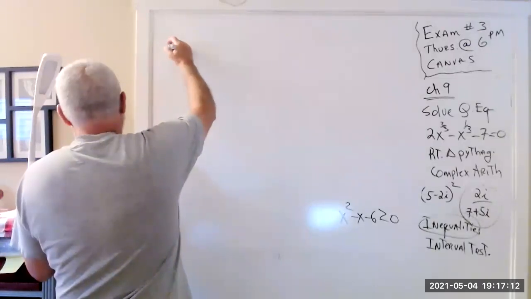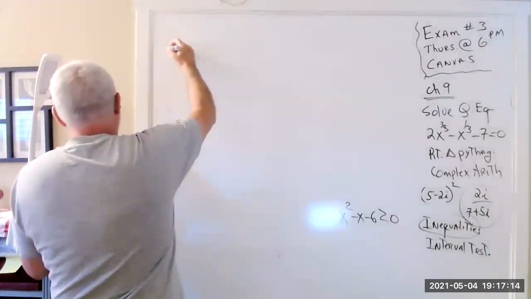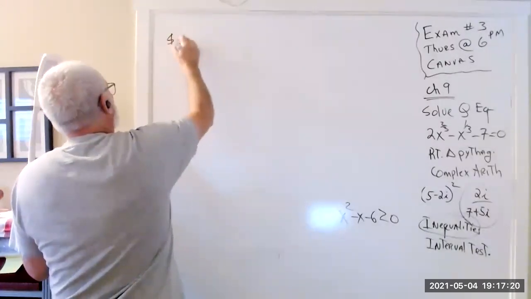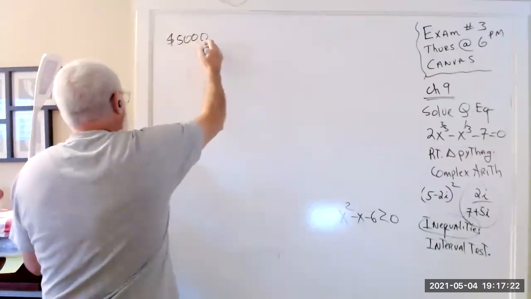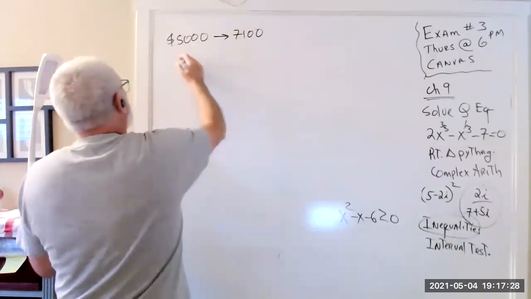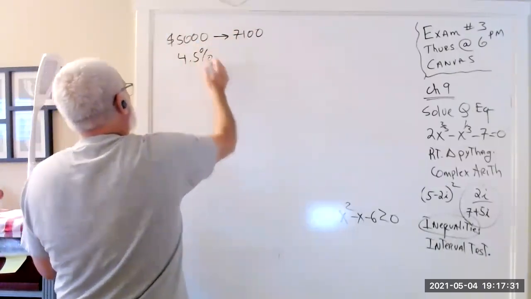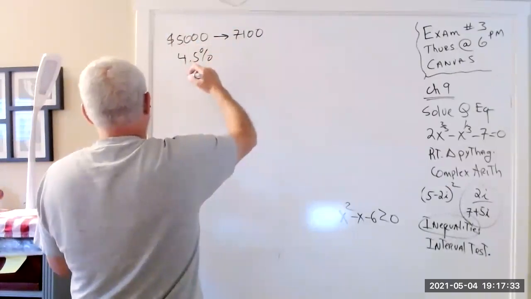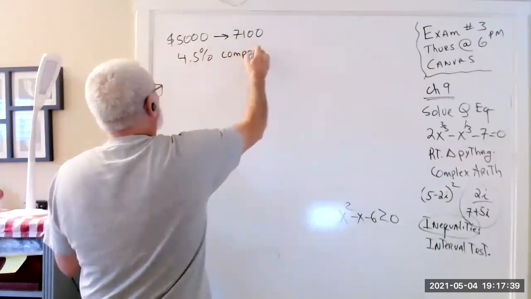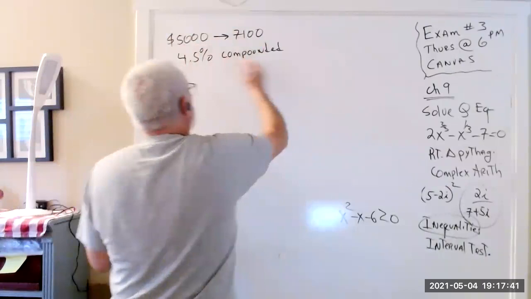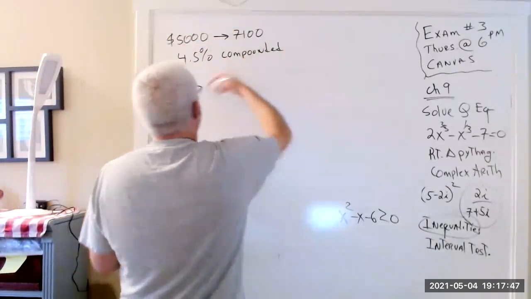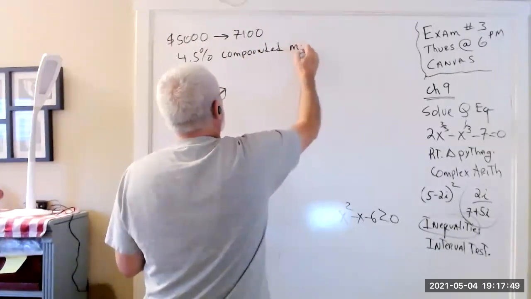Okay, Vince asked this question. It was something like, you have $5,000 now, and eventually you want it to turn into $7,100 at 4.5%. This was on the quiz. Now, this was the problem, compounded. Now, Vince's question, you said it was weekly. The one I looked at, the same problem, was monthly.